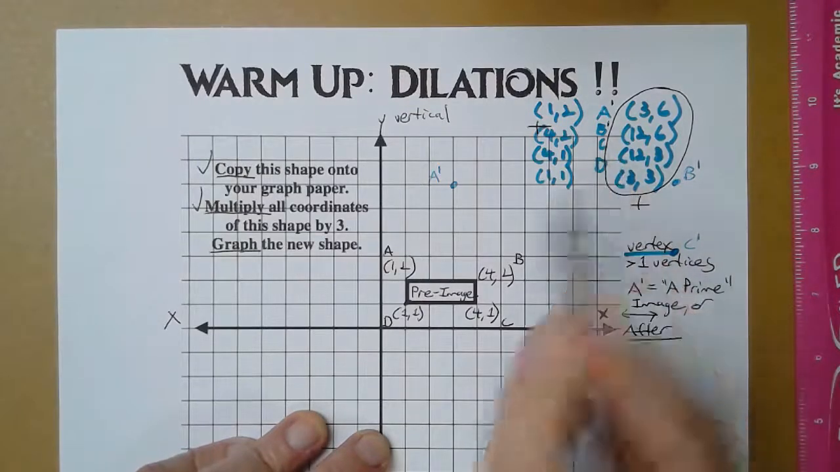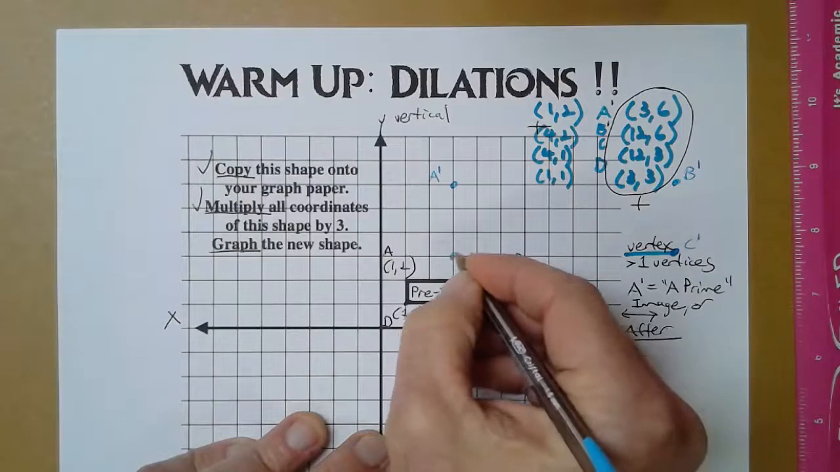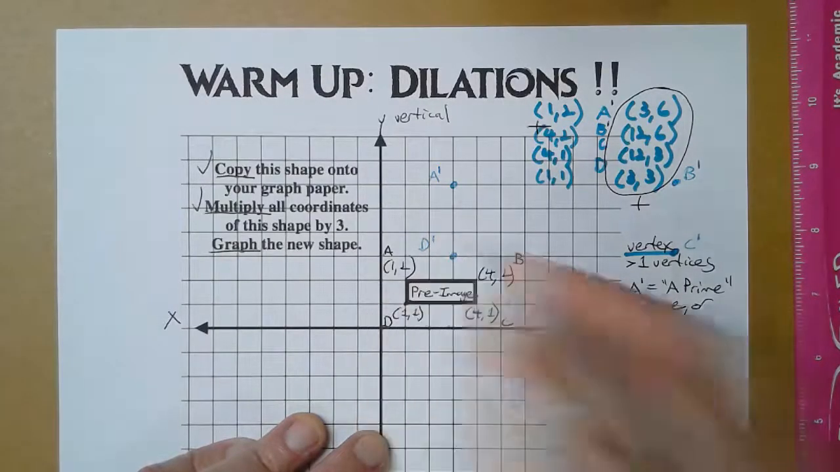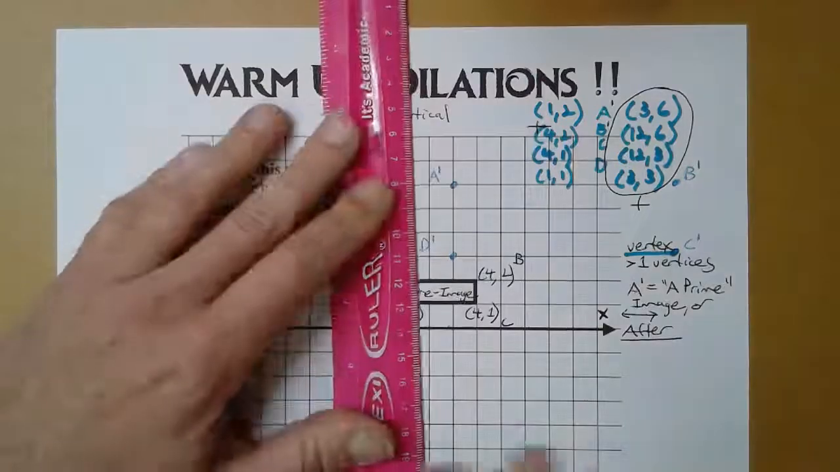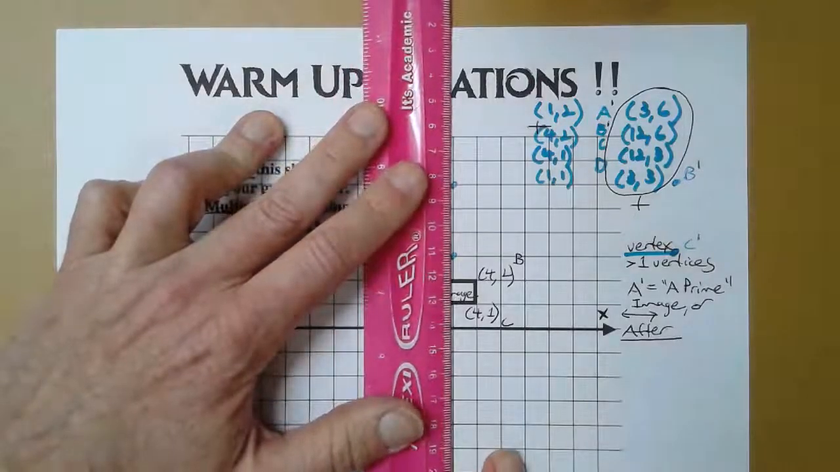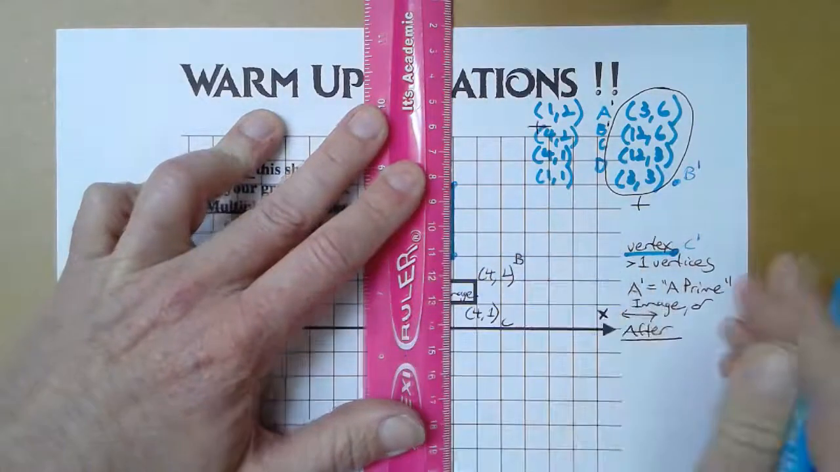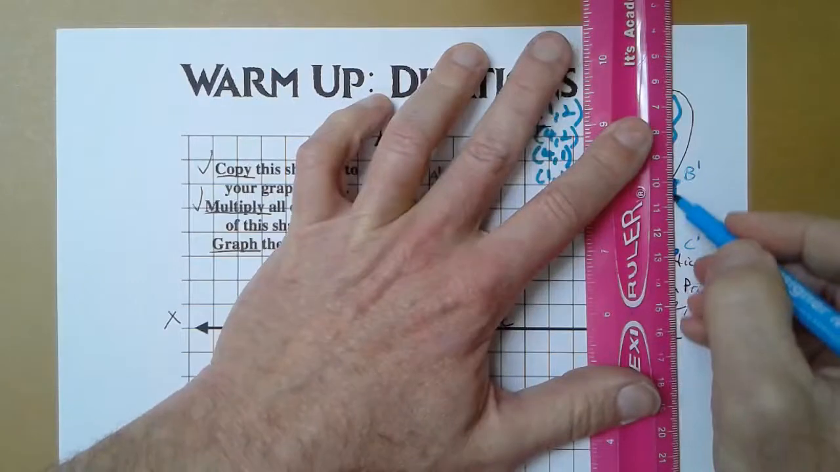And finally, D, 1, 2, 3, 1, 2, 3, becomes D prime. Boom! Okay. I've got my new after vertices, my primes. I'm going to connect the dots best I can.